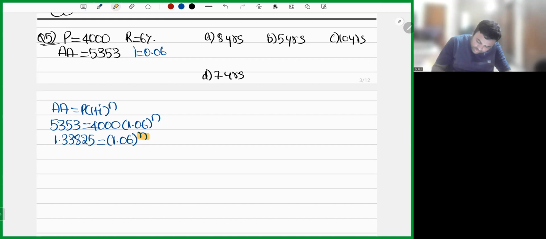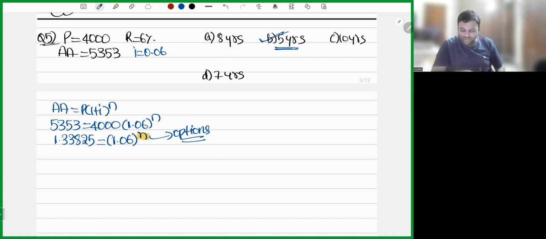Now this n, let us go ahead and substitute from options and check what we'll get. First, let's substitute option B. What is option B? 1.06 whole power 5. 1.06 multiplied 5 times. Option B, I'm getting 1.33822. So what is the answer, my dear friends? Option B. Sir, you know the answer? Yeah, I know the answer directly, so I'm substituting it.